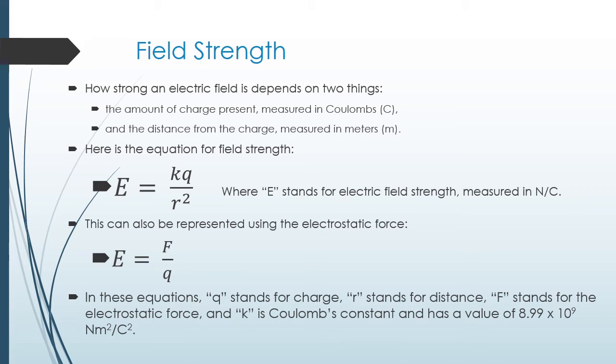In all these equations, Q stands for charge, R stands for distance, F stands for the electrostatic force, and K is Coulomb's constant that has the value of 8.99 times 10 to the 9th newton meter squared per coulomb squared.